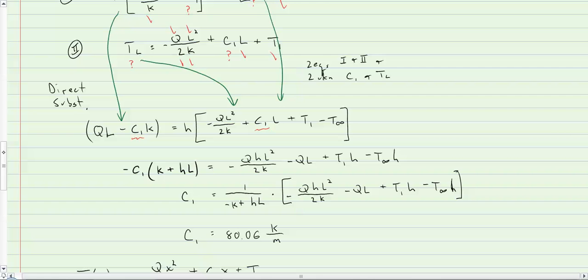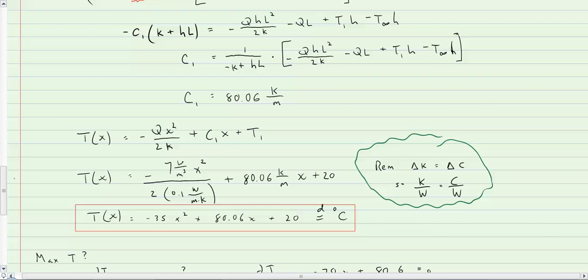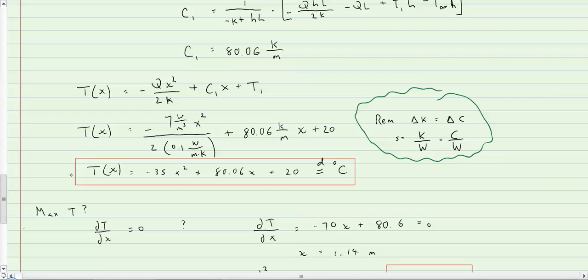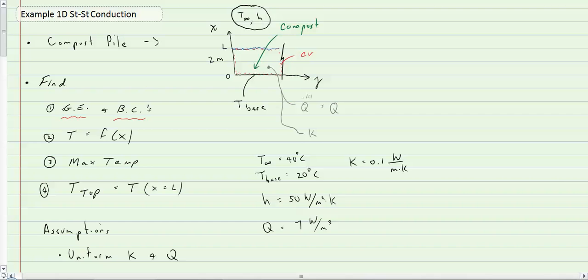Walk through it, pause the video if you need to, but we can solve for C1. C1 is 80.06 K per meter. Notice I've also noted that a delta K and a delta C are equivalent. Now that we have C1 and C2, C2, remember, is the T at the base, also called T1. We can solve for an equation now of T of x. So what we've done so far, just to recap, is we've reduced the governing equation and discovered the temperature as a function of x. Now we're going to look for the maximum temperature and the top temperature.